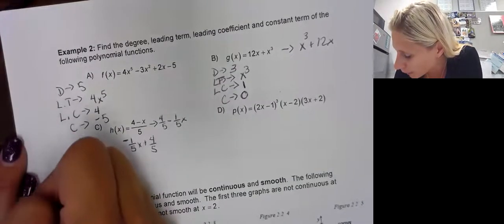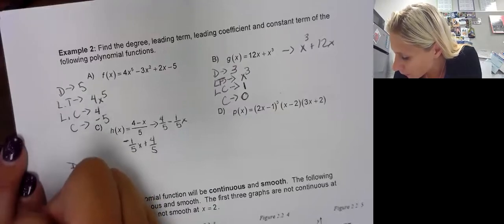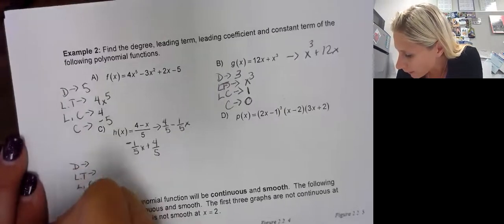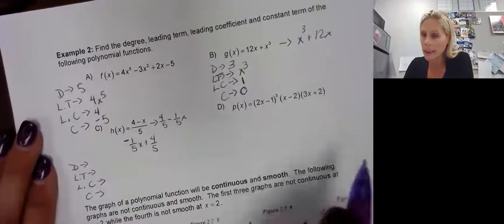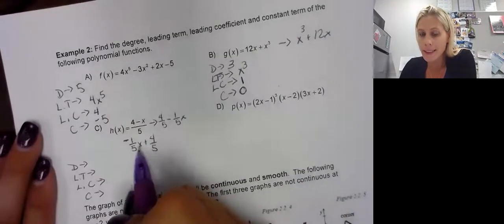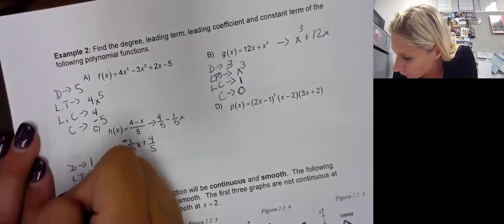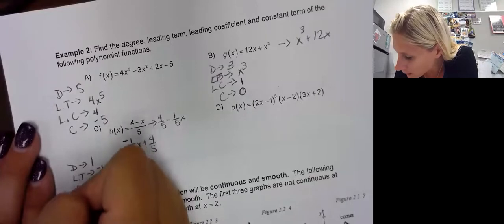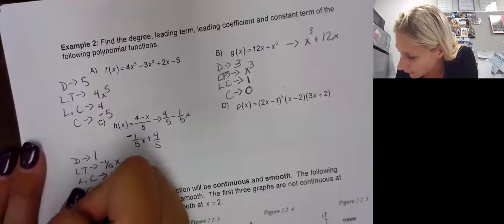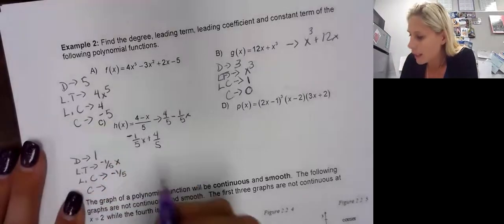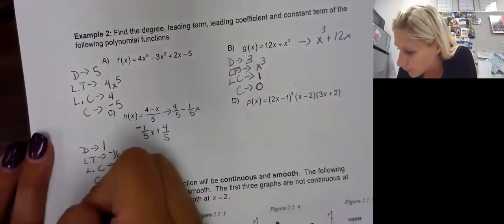We can fill out our characteristics. Leading term, leading coefficient, and constant. Okay, highest degree. Do not put 0 down. This is x to the first. Leading term would be the negative 1/5 x. Leading coefficient, well, that's the number in front, negative 1/5. And what number is added or subtracted on to the end of it that has no variable? 4/5.